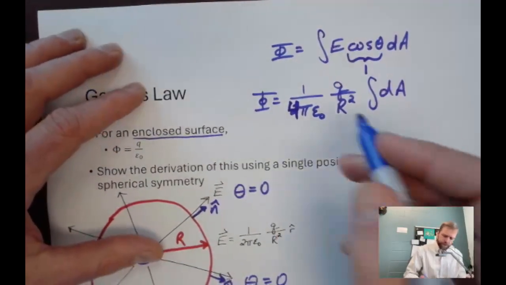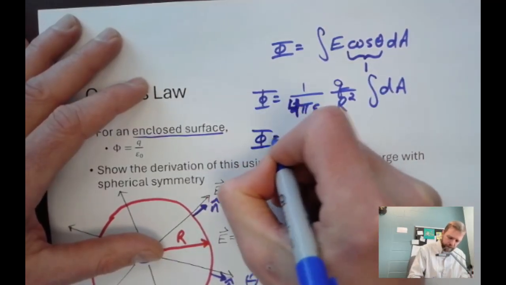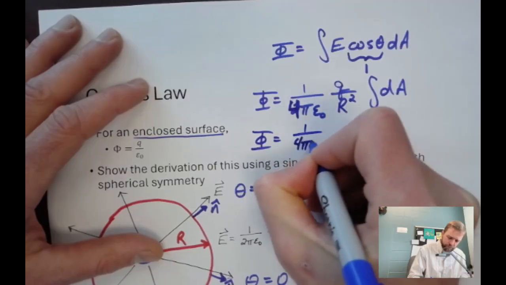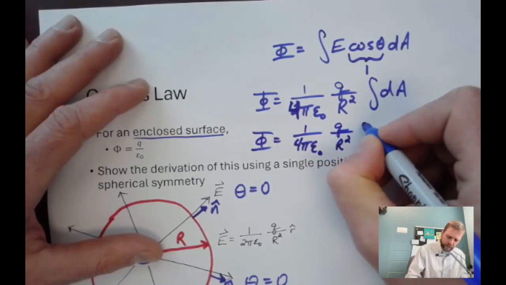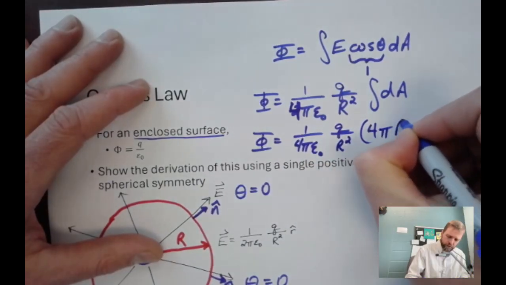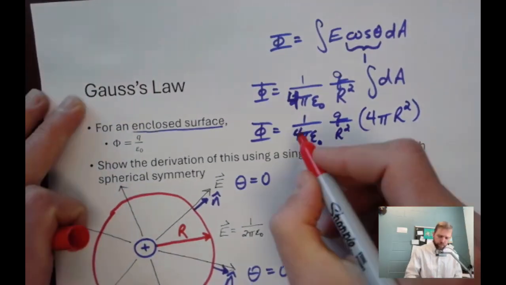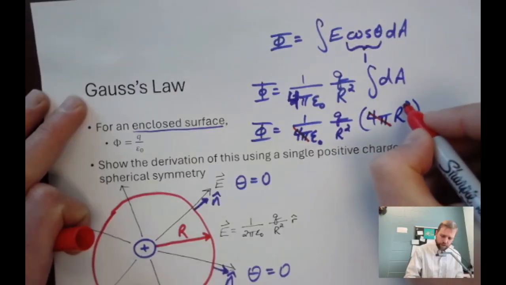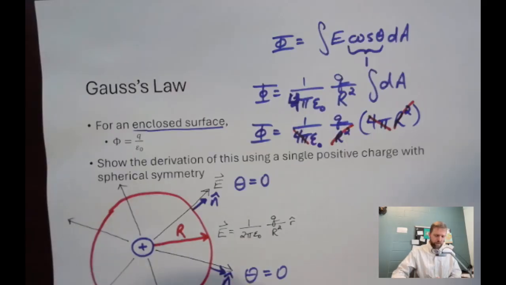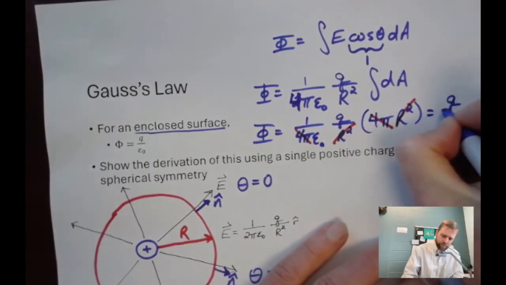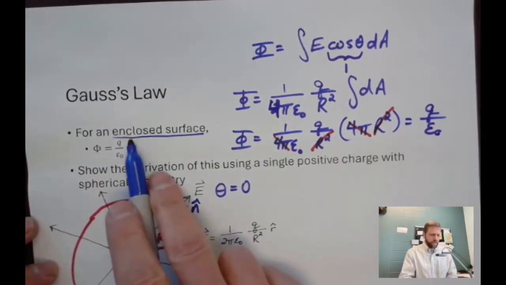Okay, so then if we go ahead and plug that in, this integral is 4 pi r squared. So a lot of this stuff cancels. My 4 pi's cancel. My r squareds cancel. And I'm left with Q over epsilon naught, which is what we get for an enclosed surface.